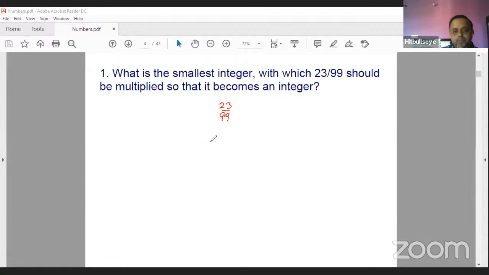So what is the answer? Is it 11? Yes or no? If I multiply this number by 11, will I be able to get an integer? If I multiply it by 11, what I will get is 23 by 9. Is it an integer?